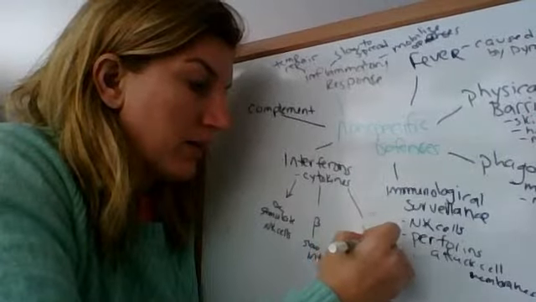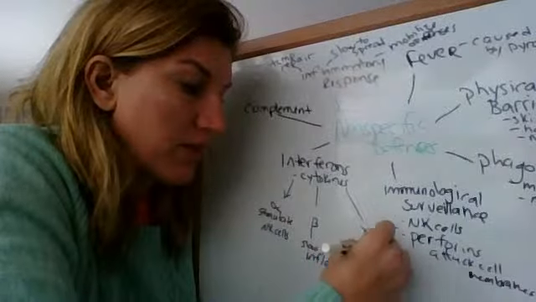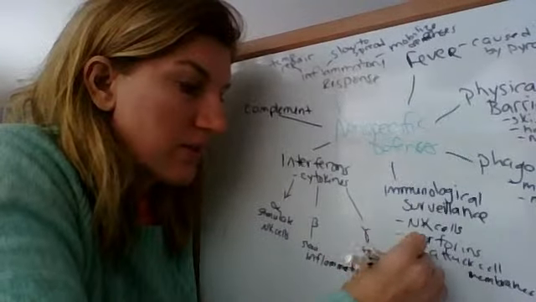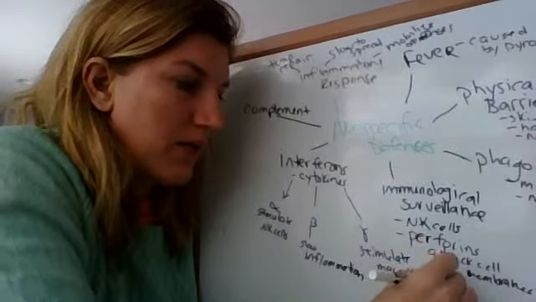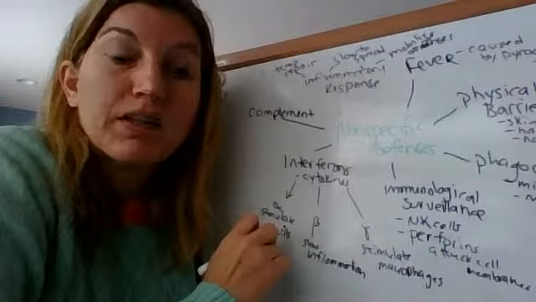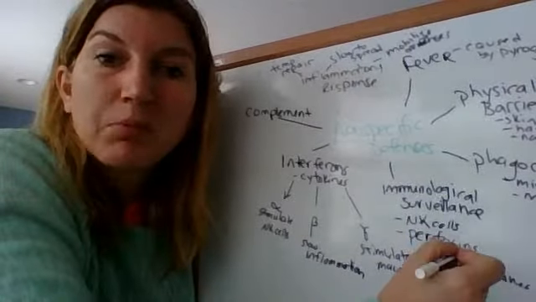And then you have gamma cells, and these are the ones that are going to stimulate the macrophages, those phagocytes, to come in and gobble up any cells that have been digested by the natural killer cells, right? All the debris that's left around. Those macrophages come and gobble it up.